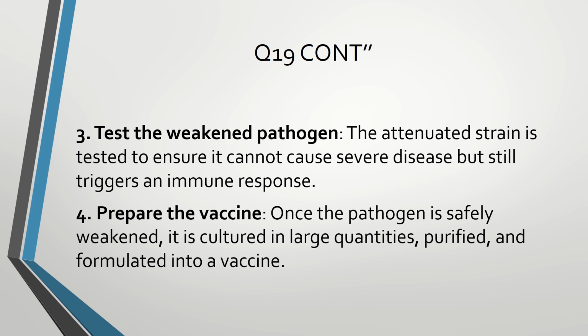After testing the weakened pathogen, you prepare a vaccine. As you know, the vaccine is needed in high amounts. You need a high amount of the pathogen to prepare the vaccine. So once the pathogen is safely weakened, it is cultured in larger quantities, purified and formulated into vaccine.